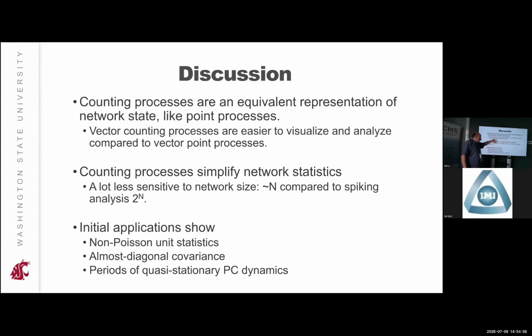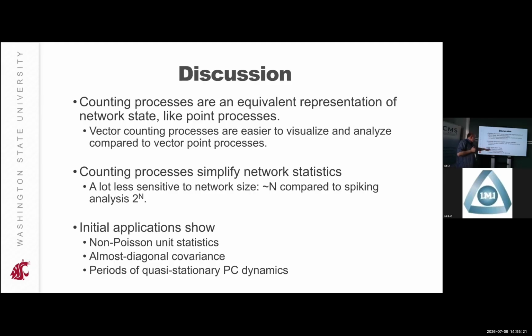and going that way makes it a lot less sensitive to network size. So with n neurons, for covariance, that would be roughly n squared. The complexity increases like that, compared to what Sonia cited, which is 2 to the n when you discretize and we're looking at binary representations.